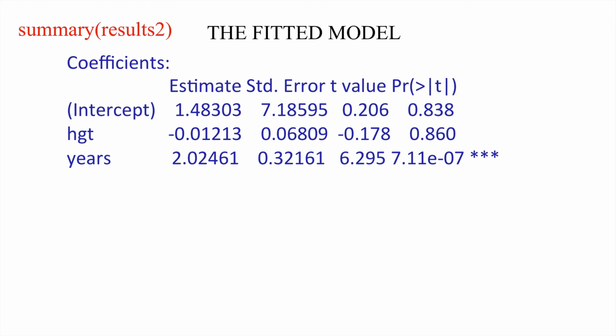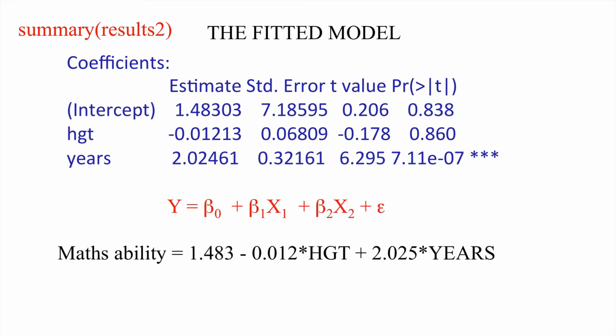What about the fitted model? Well, we can ask to see the fitted model by simply going summary of results or even asking directly for the coefficients of those results. But here is what R will give us out. Here are our various estimates, a very small gradient associated with the height, but a strong gradient associated with the years. And we can, of course, reconstruct our model here. There's the average maths ability against this intercept. There's the gradient here, and there is the gradient there.